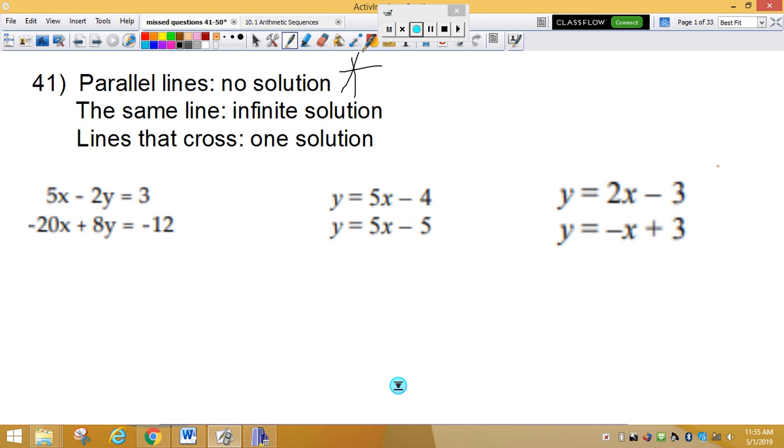If you graph two lines and they're parallel, that's no solution. If you graph them and it graphs right on top of itself, that's infinite. And if you graph them and they cross, that means there's one solution. So let's go through these.